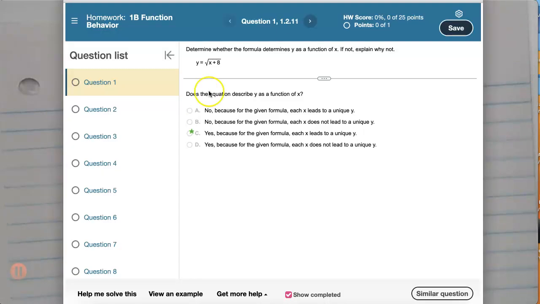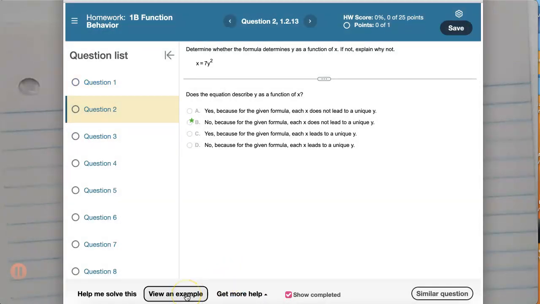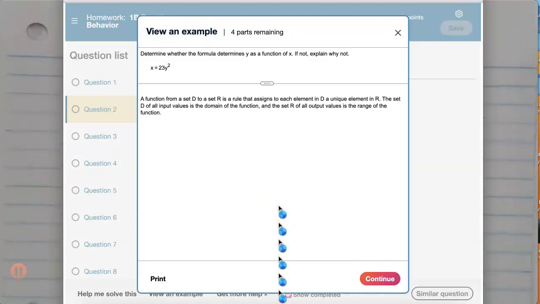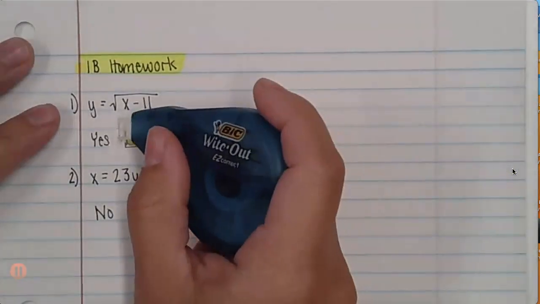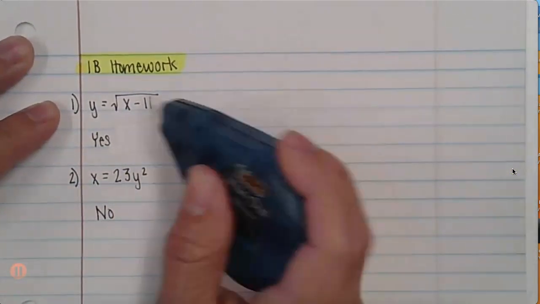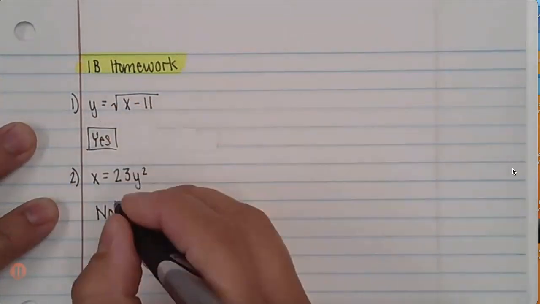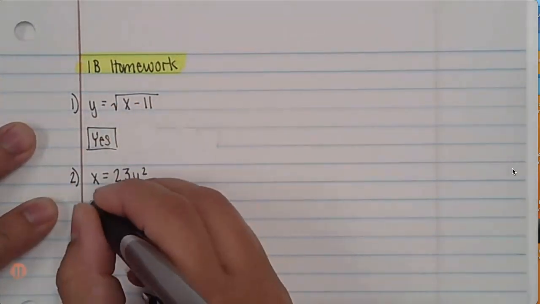Okay, number 2. Same thing. In this case, the answer is going to be no because it does not pass the vertical line test. You know what? I'm just going to write yes or no instead of C or A or B because I'm not sure what it will be in each case. So this one's a yes, and this one's a no. I'm pretty sure the reasons are all very similar. It's just following the definition of a function.